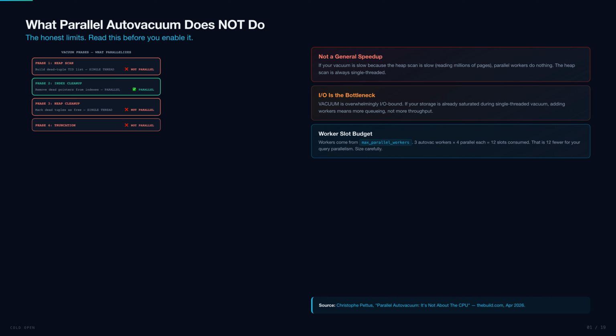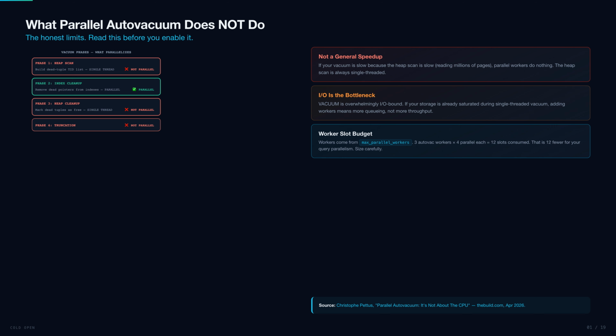I need to be honest about this. Look at the 4 phases of vacuum. Phase 1, heap scan. Builds the dead tuple list. Single-threaded. Phase 2, index cleanup. Removes dead pointers from indexes. This is the only phase that goes parallel. Phase 3, heap cleanup. Marks dead tuples as free. Single-threaded. Phase 4, truncation. Single-threaded.